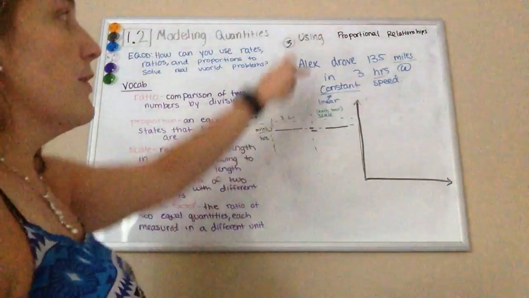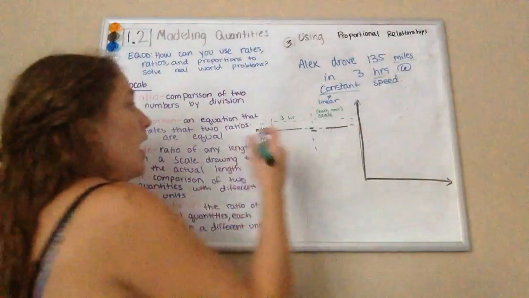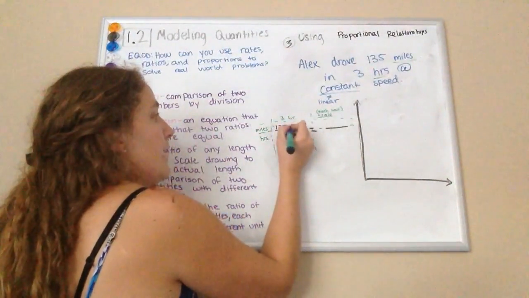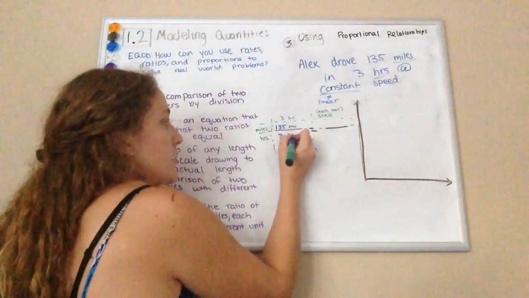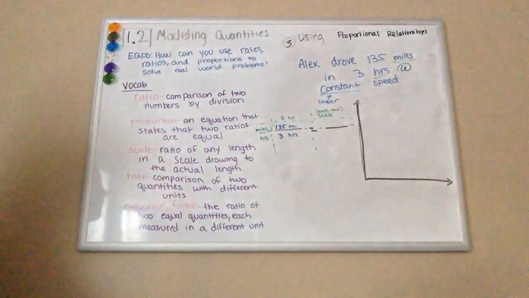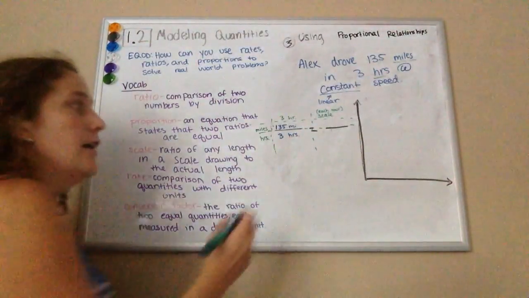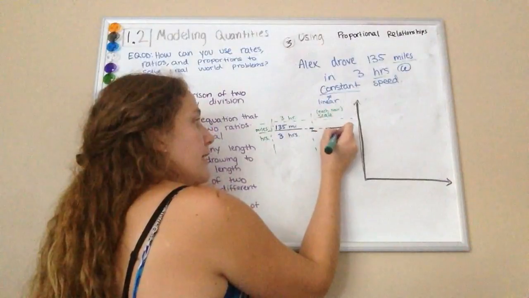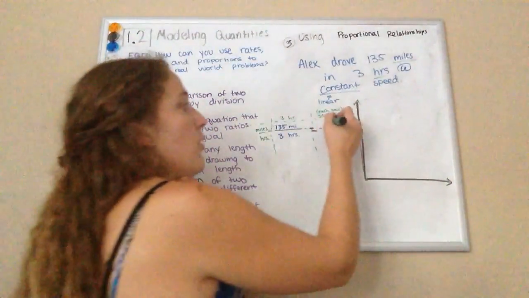So let's look for this 3 hour situation. It says 135 miles, and it says 3 hours. Okay? That's on our left-hand side. On our right-hand side, it says each hour. So how many hours? Well, 1 hour, right? Because we're talking about each hour, every single individual hour. And miles, we don't know. That's what we're trying to figure out.